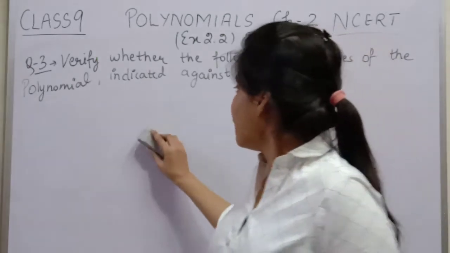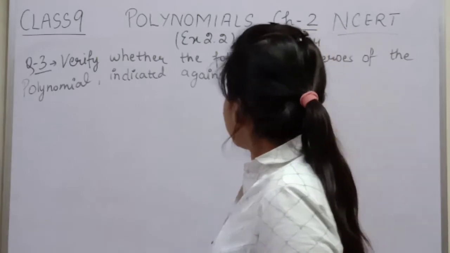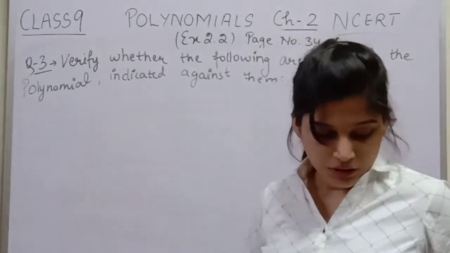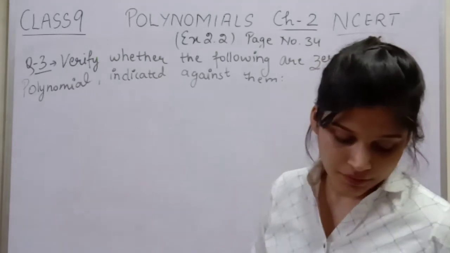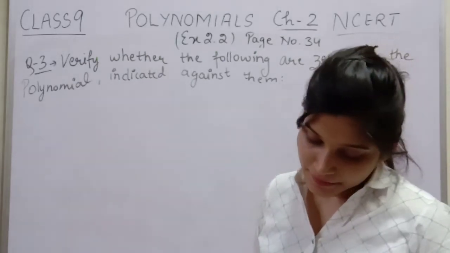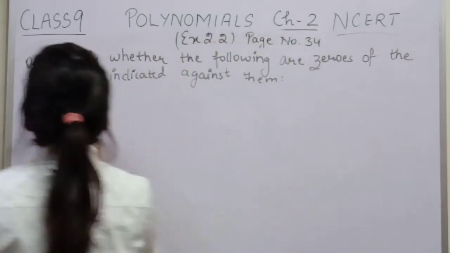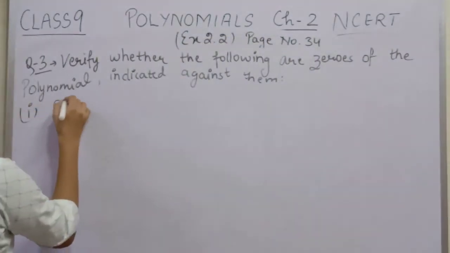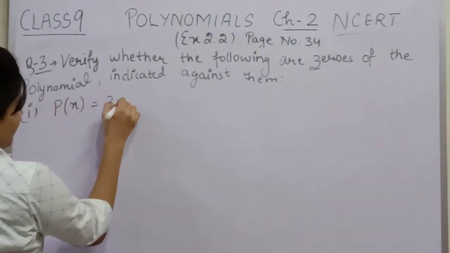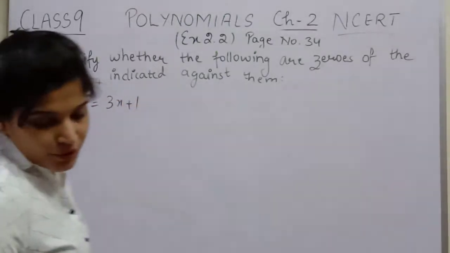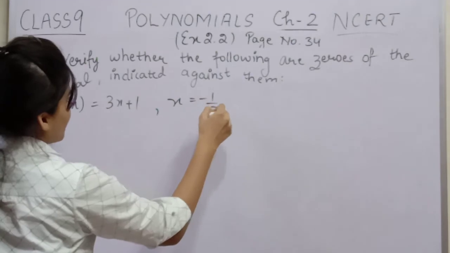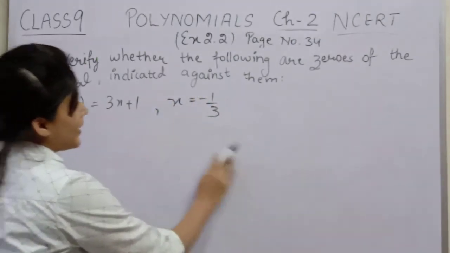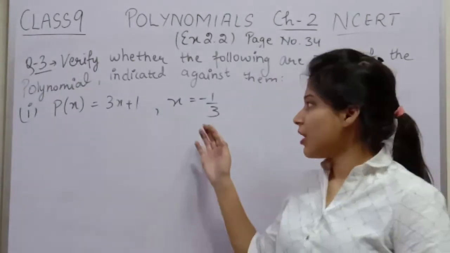Let's write the first part. The first part is p(x) equals to 3x plus 1. p(x) equals to 3x plus 1 and x equals to minus 1 upon 3. Now this is the indicated value of x which is given to us.